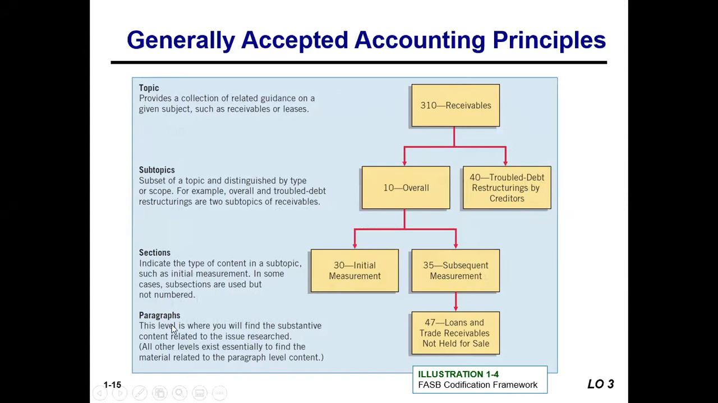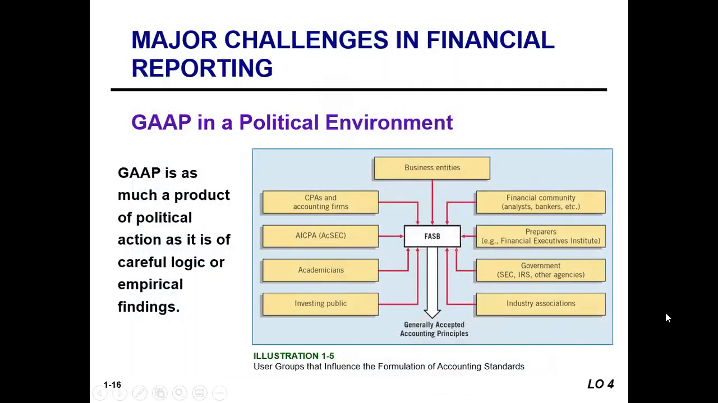And then under the sections, we have paragraphs. For example, if we look at subsequent measurement of receivables, then we could break down into loans and trade receivables not held for sale. So each level gets a little bit more in depth, right? We kind of looked at that on the FASB website.